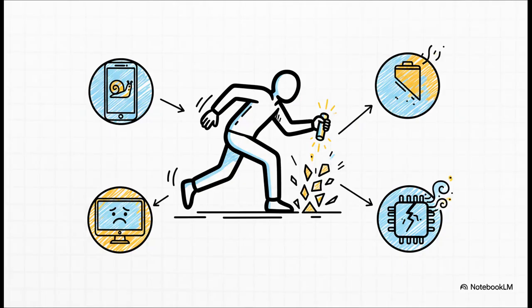So what happens when the baton gets dropped? Well, the consequences are things we've all felt. You ever have a phone that just feels sluggish? Or your computer just completely freezes up and you have to reboot? Yep, that's a timing failure, a dropped baton.